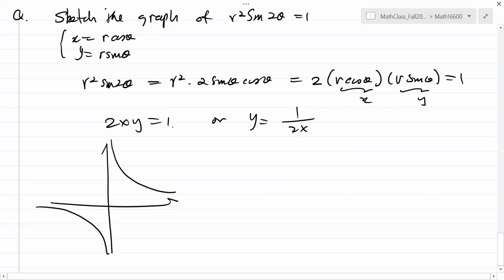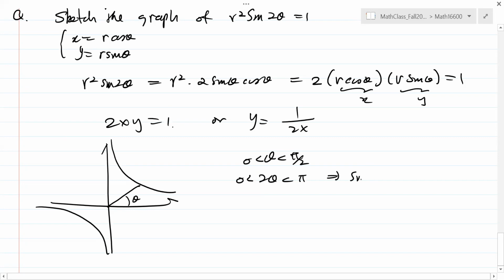Now the only problem is whether the graph described by this polar equation occupies the whole two pieces completely. So what is the angle theta? When theta is between 0 and pi over 2, that means 2 theta is between 0 and pi.